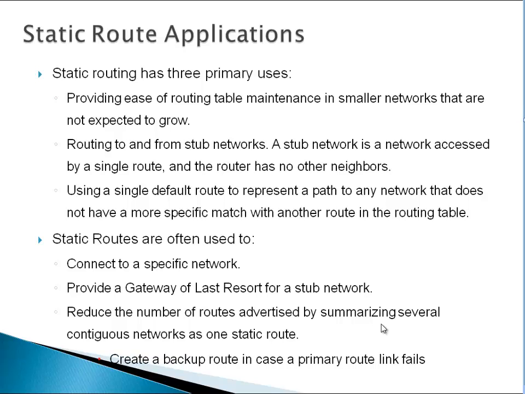And then create a backup route in case a primary route link fails. So for example, we have a broadband link towards another branch or the internet, and we create a backup link, for example a dial-up. Just in case the broadband fails, we will use the dial-up.